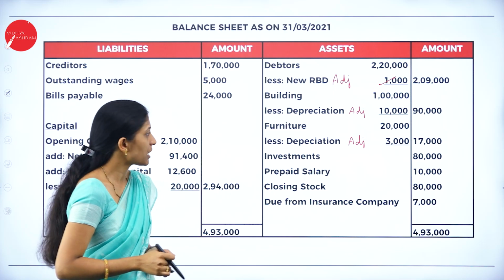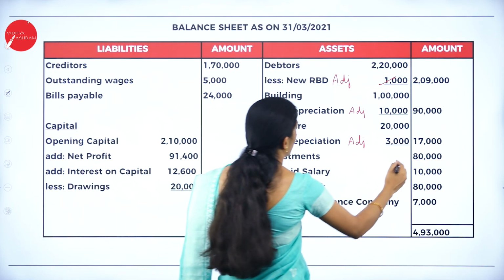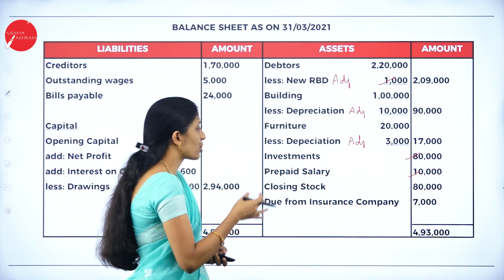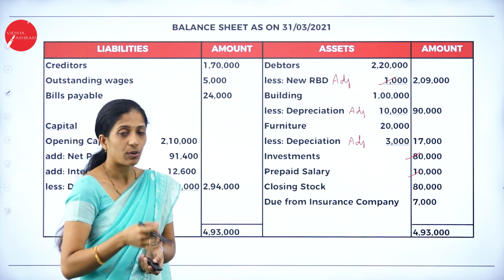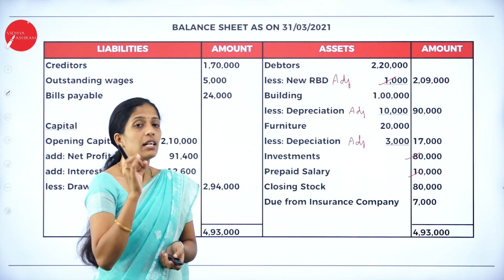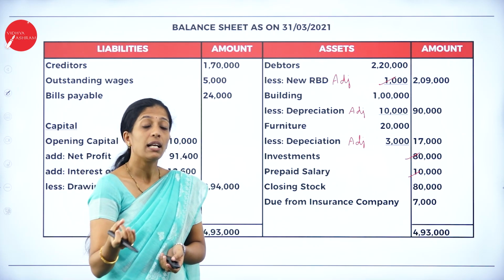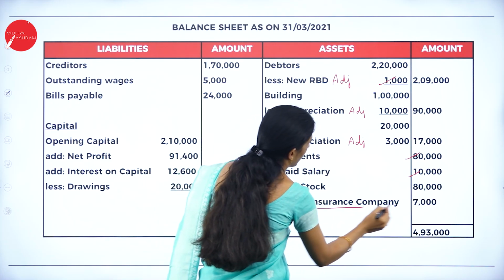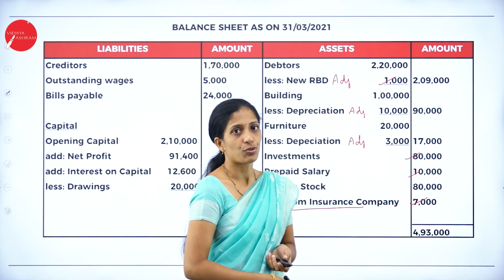So outer column 17,000. Investment they have given 80,000. Prepaid salary we have 10,000. Closing stock. Due from insurance company. What the insurance company have given? 10,000 worth goods is destroyed, but the 7,000 the claim is given. So that claim you have to write here, that is 7,000.